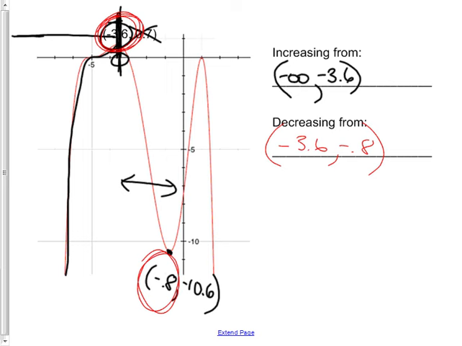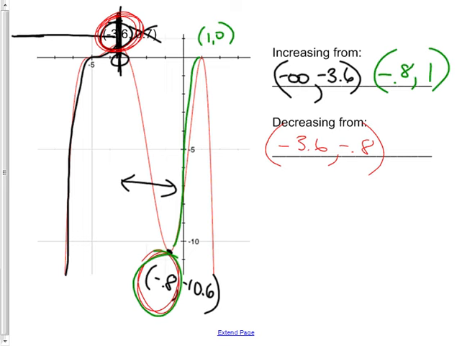All right, is there another spot? Yeah, there is. It's also increasing in here, and that's from the x value, negative 0.8, to the x value, which this spot right here is at 1, 0, right? So the x value is 1. There we go. And then it's decreasing again.